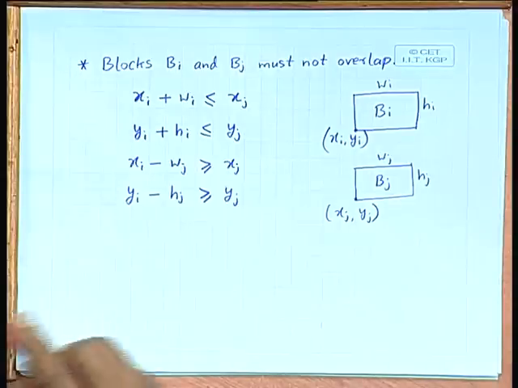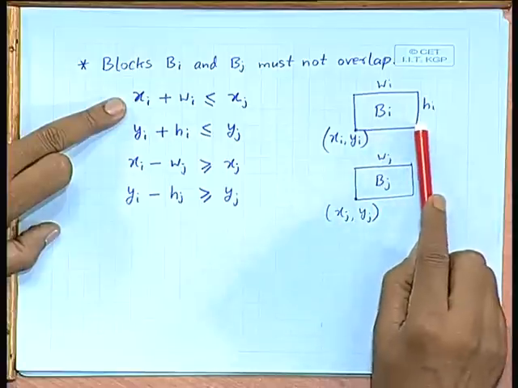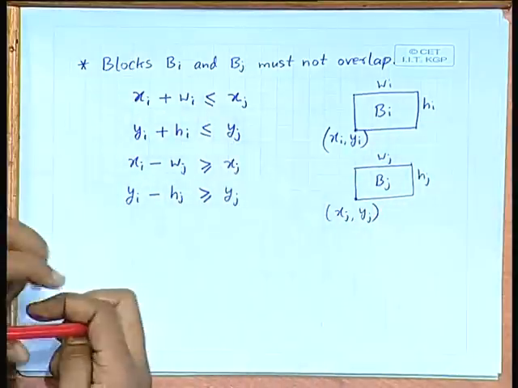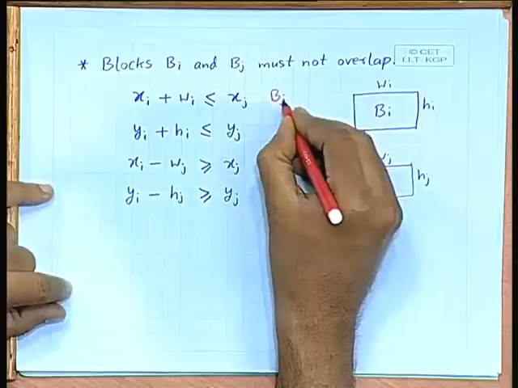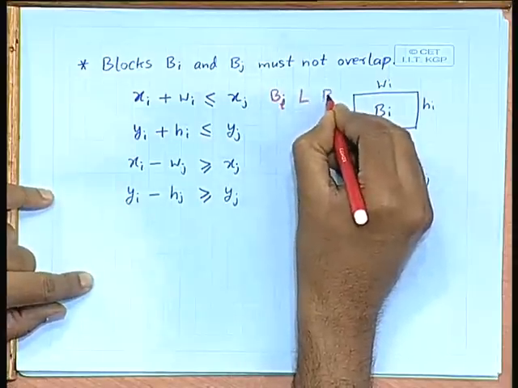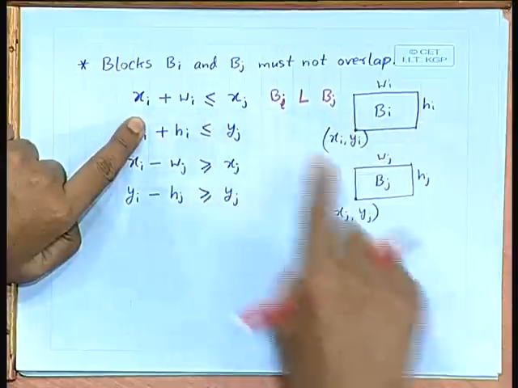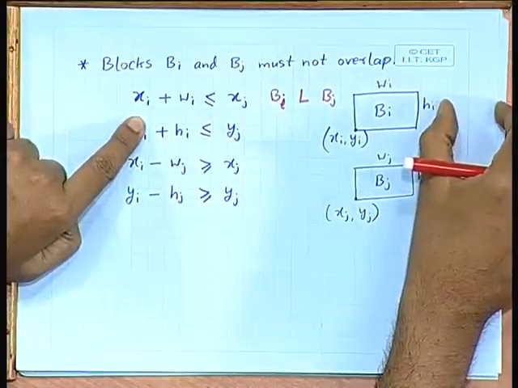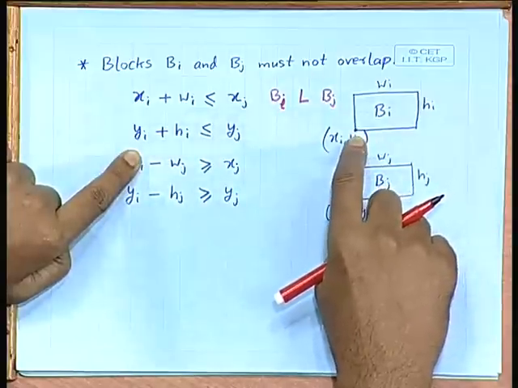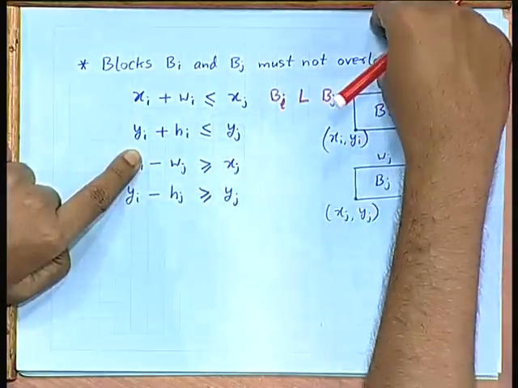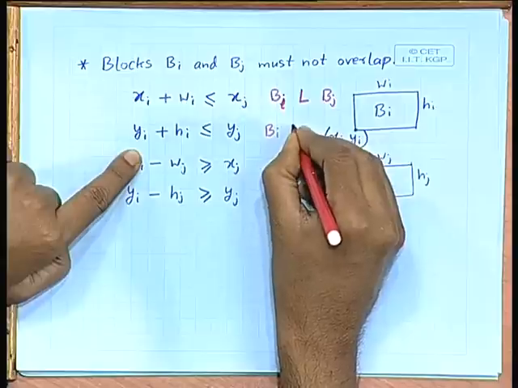The first one says xi plus wi is less than equal to xj, which means block j is starting somewhere to the right of i. So, this essentially means that bi is on the left of bj, because this xi coordinate plus its width is less than equal to the starting point of bj. So, bj is somewhere on the right. So, bi is lying to the left of bj. Similarly, in terms of y, if yi plus hi is less than equal to yj, that means bj is above bi. So, bi is below bj.